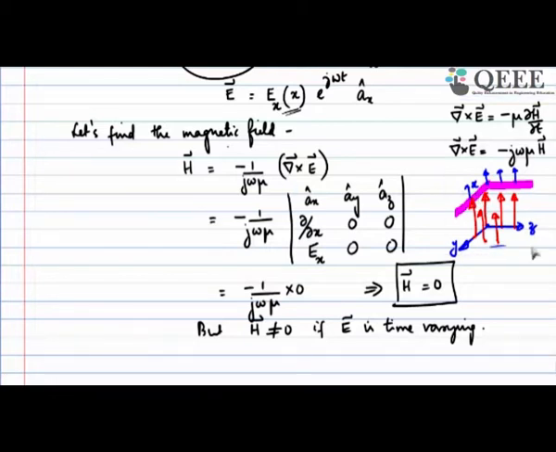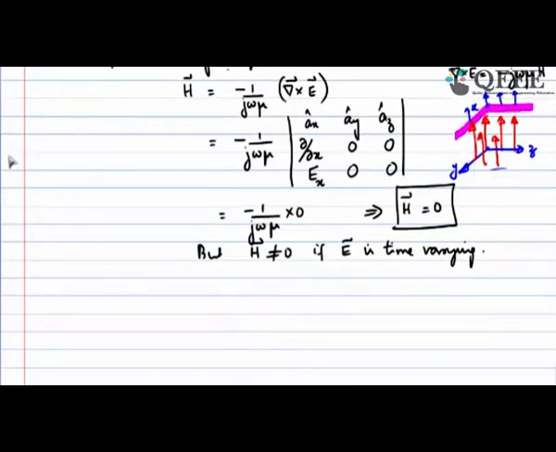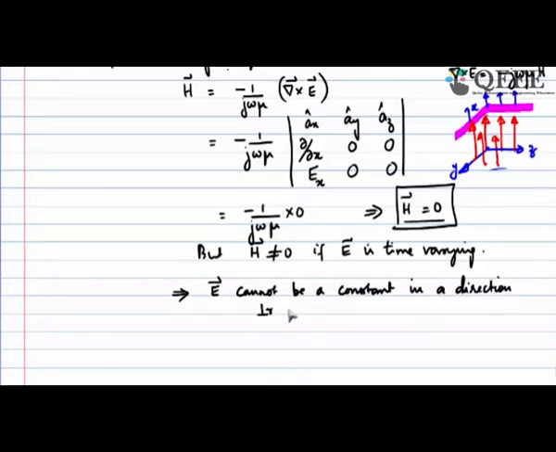So I can't have the field changing only in its own direction. It has to have some variation along the y and z, which means the conclusion is that, if I assume like this, the magnetic field is coming out to be 0, which means that my E cannot be a constant in a plane perpendicular to its direction. It has to change in a plane perpendicular to its direction.